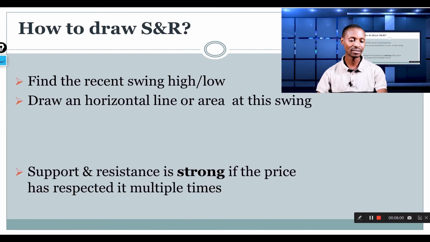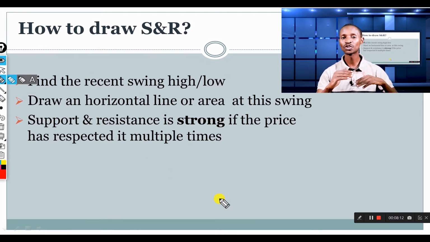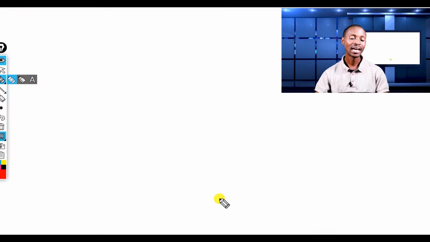Drawing support and resistance is very simple. All you have to do is find a recent swing high or swing low in your price, and then you draw a horizontal line or a box, whatever you find good for you, and then that is your support if the market is dropping down, and it is resistance if the market is heading higher. Let's do another example here.